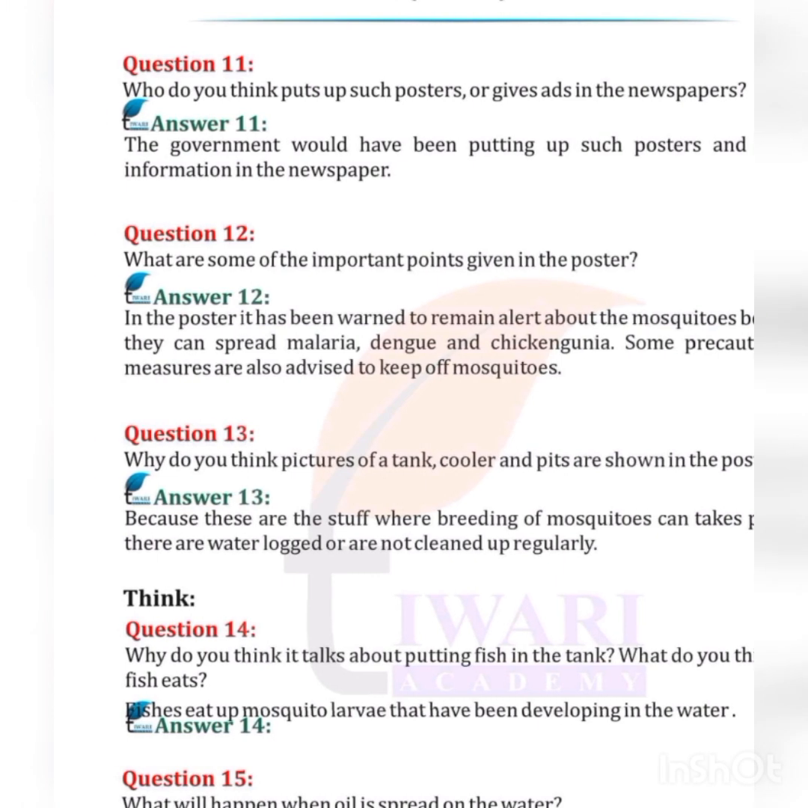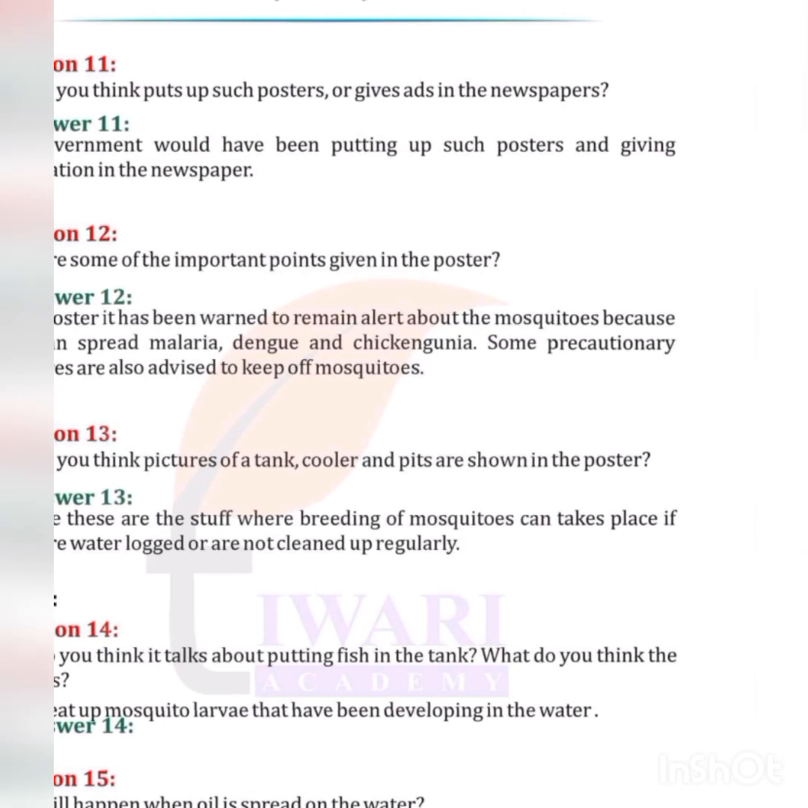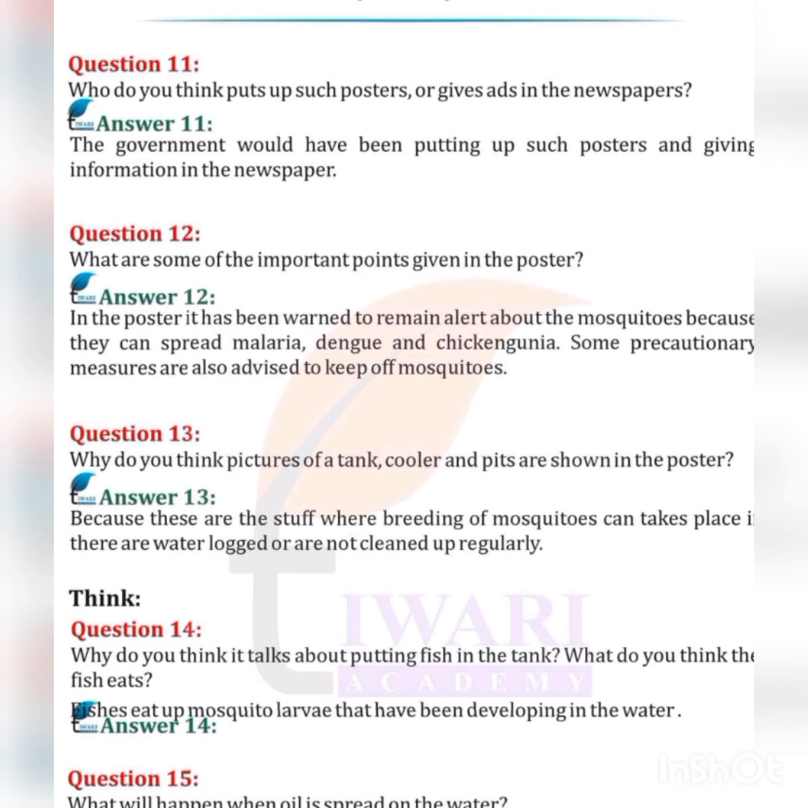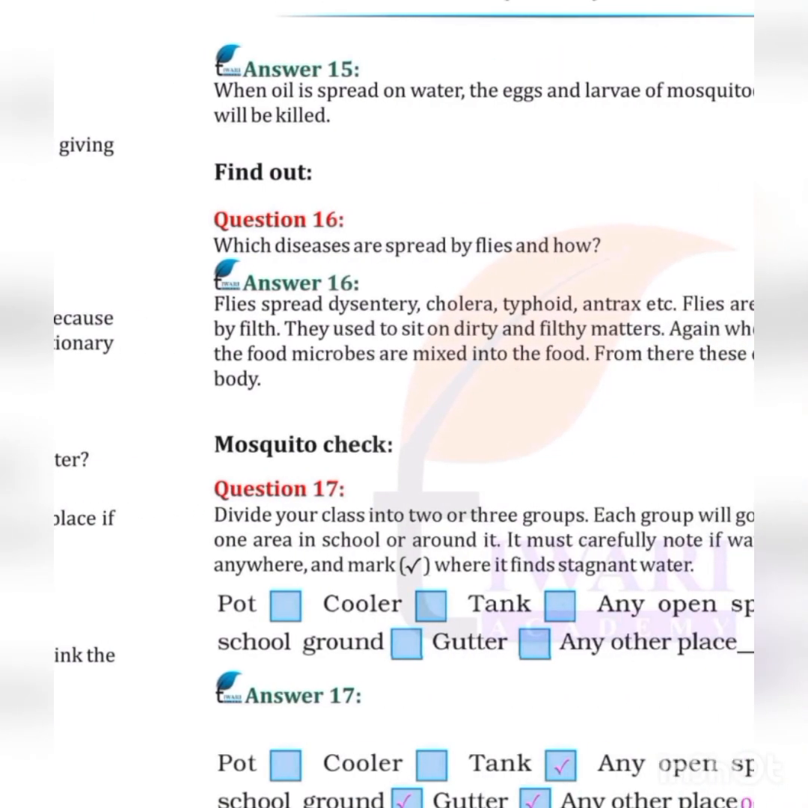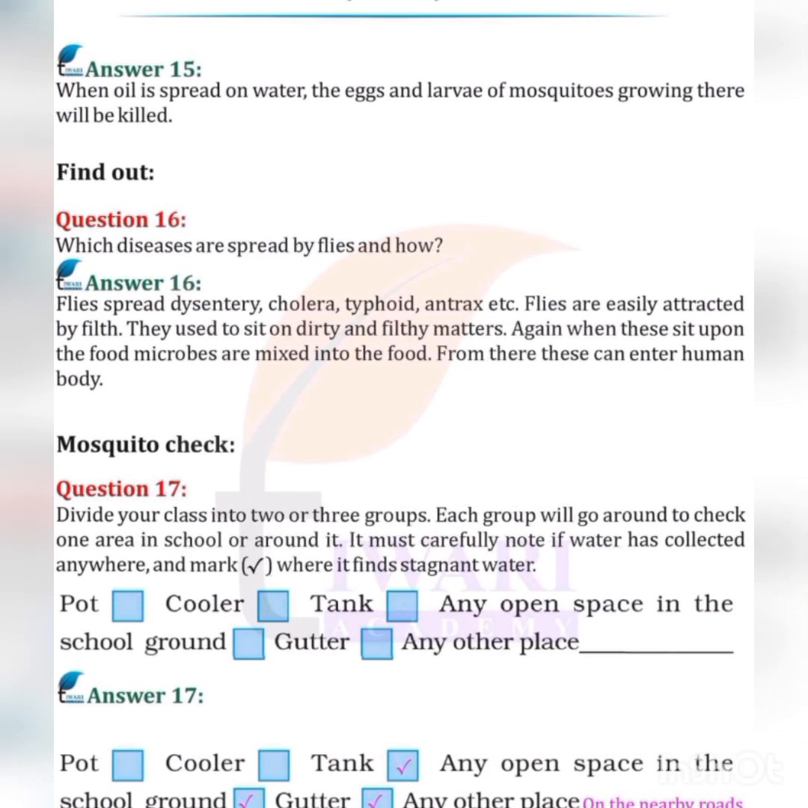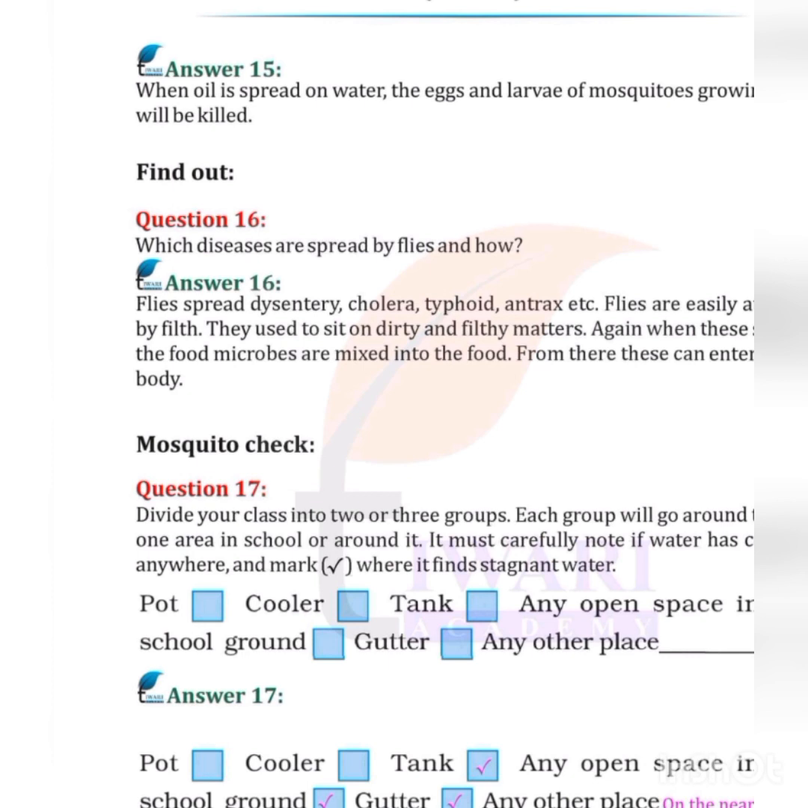Question number 14. Why do you think it talks about putting fish in the tank? What do you think the fish eats? Fish eat the mosquito larvae that develop in the water. What will happen when oil is spread on the water? When oil is spread on water, the eggs and larvae of mosquitoes growing there will be killed. Question number 16.